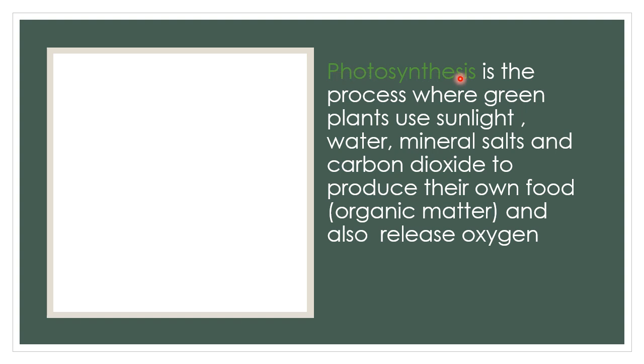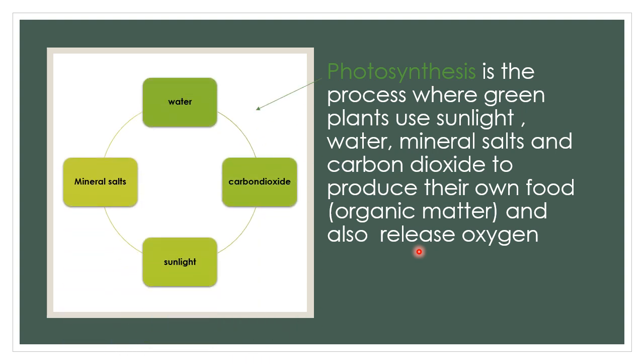So what's photosynthesis? It is the process where green plants use sunlight, water, mineral salts, and carbon dioxide to produce their own food, which is the organic matter, and also release oxygen. So, in order for the plants to perform photosynthesis, they need water, carbon dioxide, sunlight, and mineral salts.